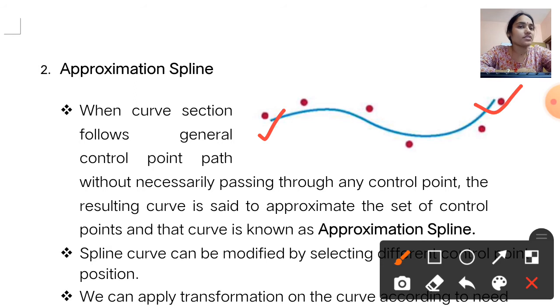But in the approximation spline, the curve does not necessarily pass through any control point. That means the curve path goes through the region of the control points, but does not necessarily touch or connect the control points. The curve can go in the way the control points are arranged. So this type of curve is known as an approximation spline curve.